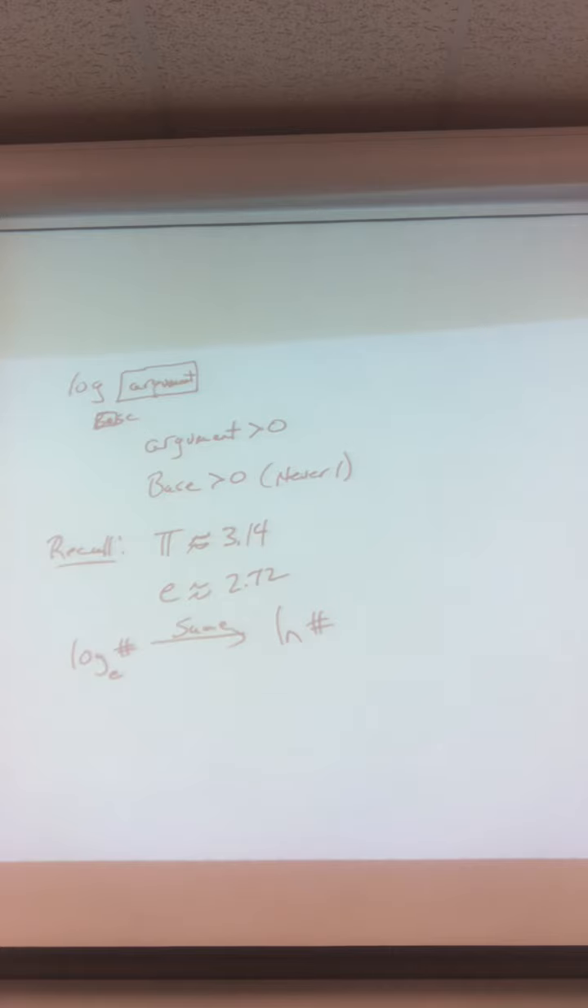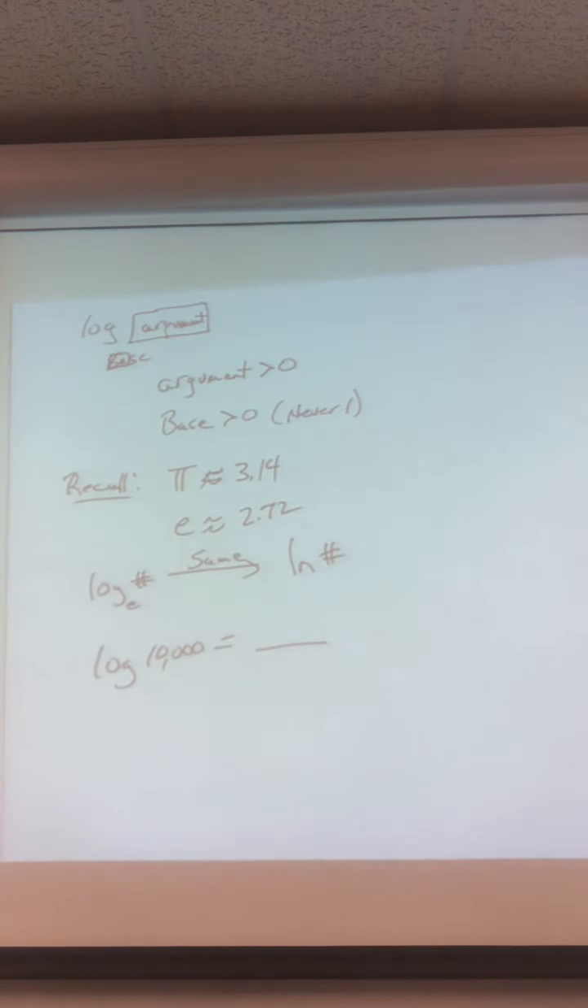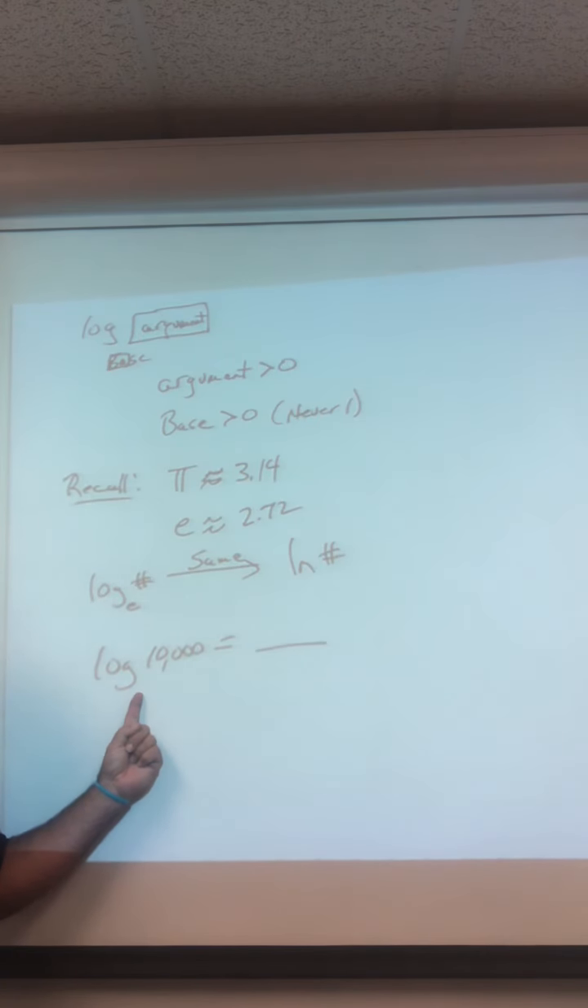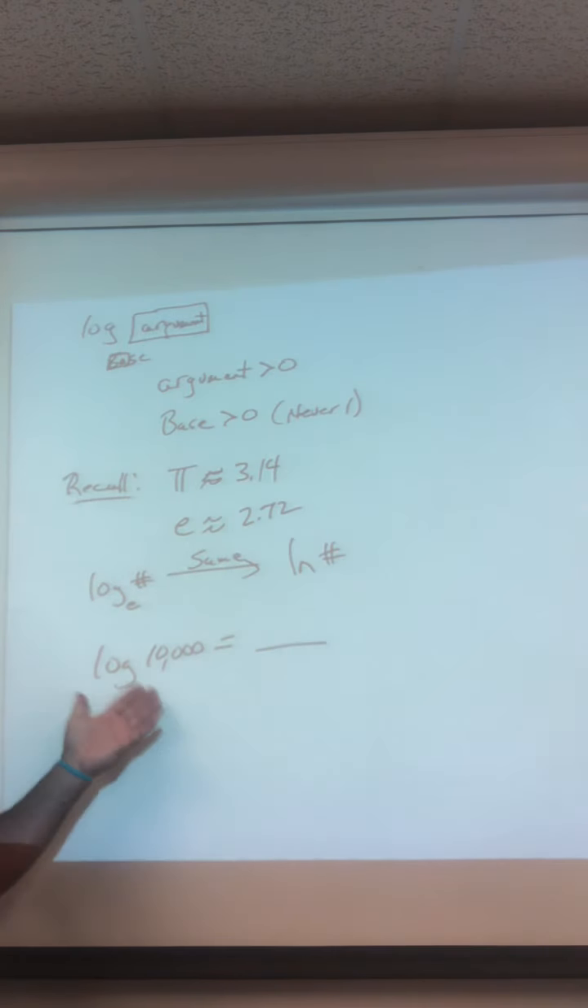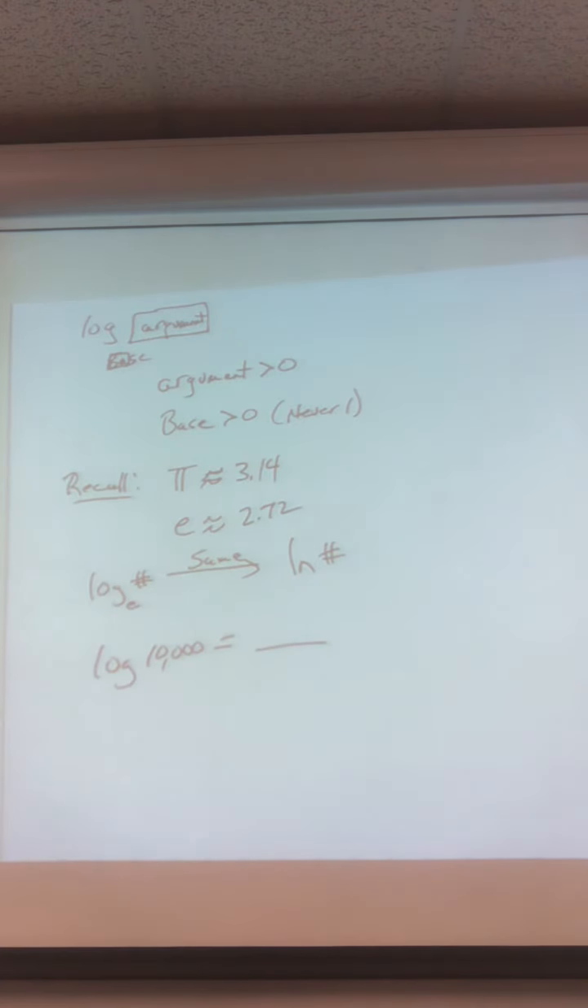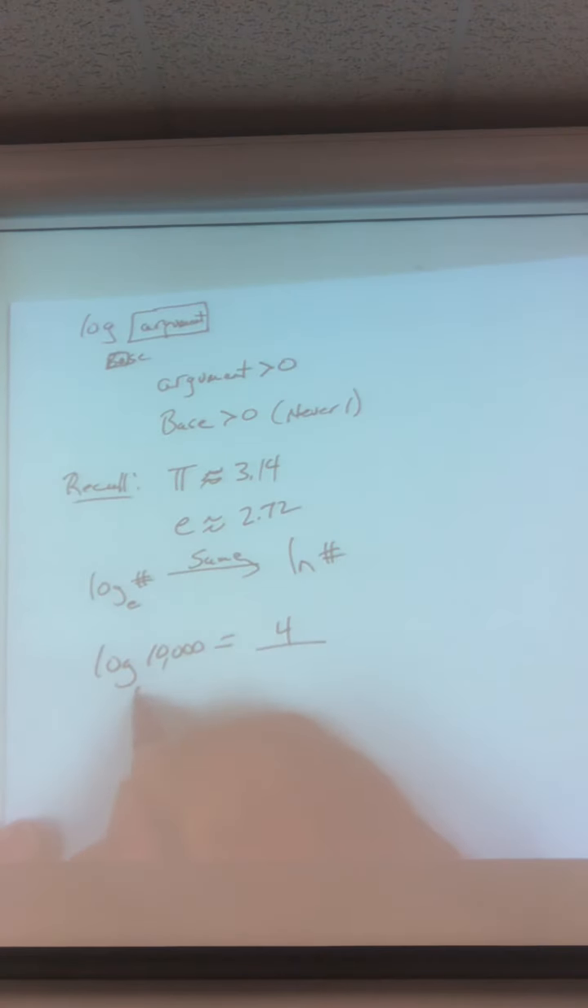So, let me give you an example. If I ask you to punch this in with your calculator, you can punch this in with your calculator. And the reason you can is what's this base understood to be right here? This is understood to be base 10. All right, punch this in with your calculator. Take the log of 10,000. When you do, you're going to get 4. Why? Because the base is 10.